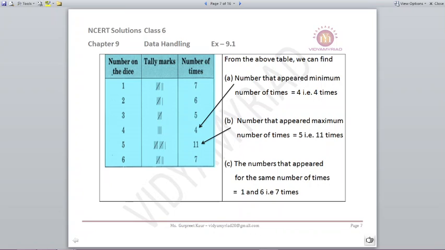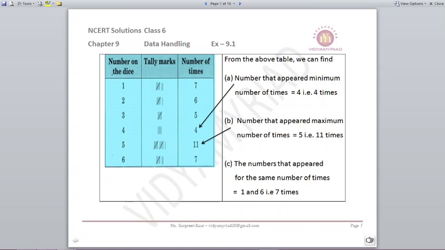5 is coming 11 times and 6 is coming 7 times. Be very careful when you are making the tally marks, because on the basis of tally marks you will find out the number of times that counting will be done. If tally marks are wrong, your total will also come out wrong. Now based on this we will find out which number is appearing minimum number of times.